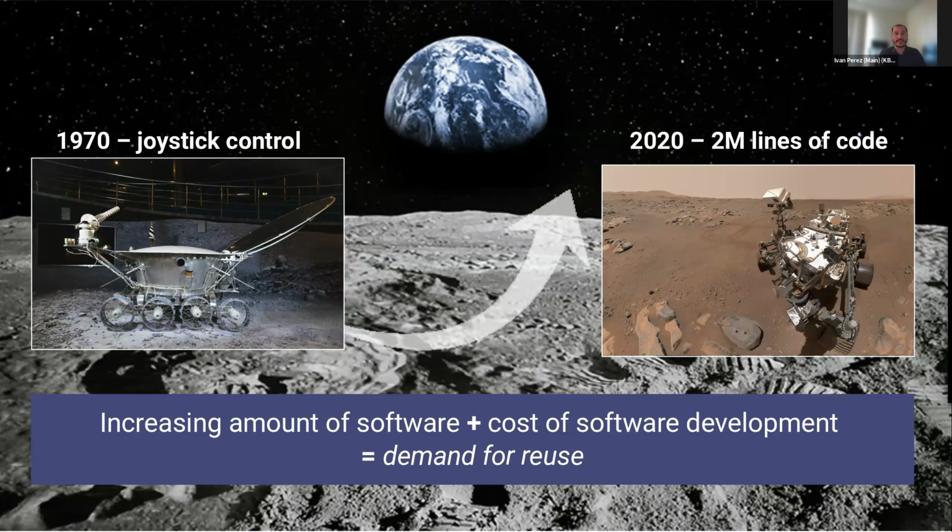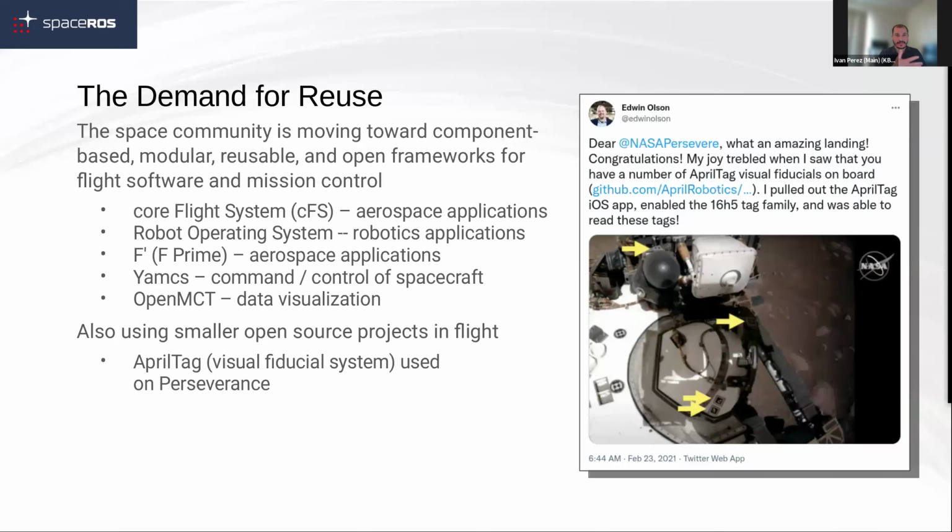And this is a similar tendency that you will see in other systems. For example, CFS is a modular system that tries to, in some way, I don't speak for them, but I believe one of the core ideas is that it tries to be modular and reusable. The same thing is true for F Prime, that it tries to facilitate reusability. And the same is true for ROS, the Robot Operating System.